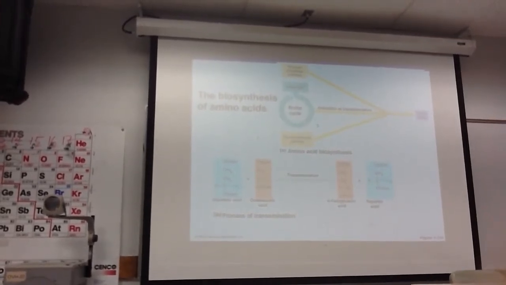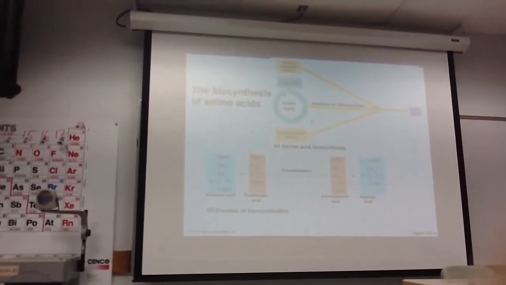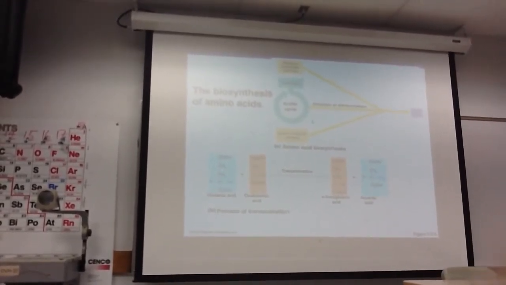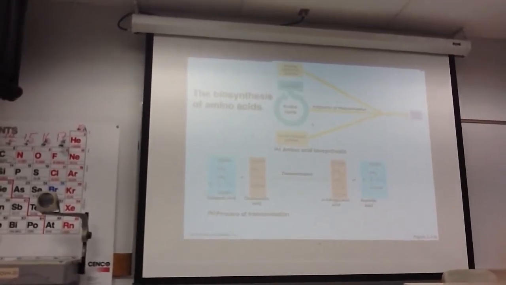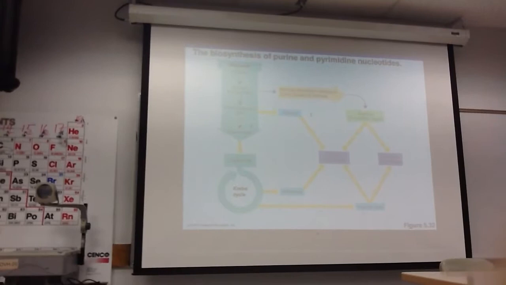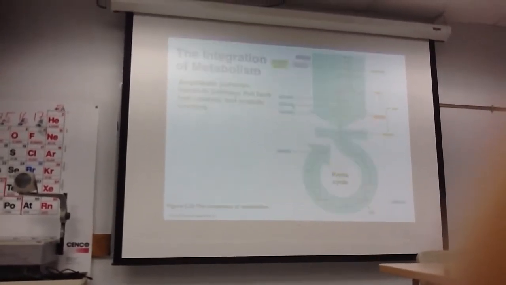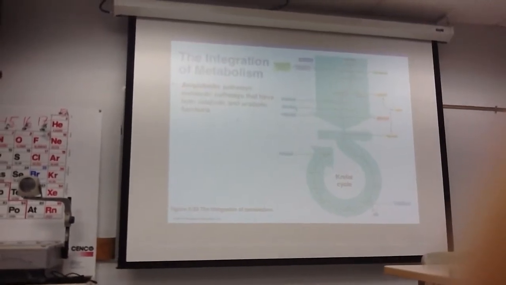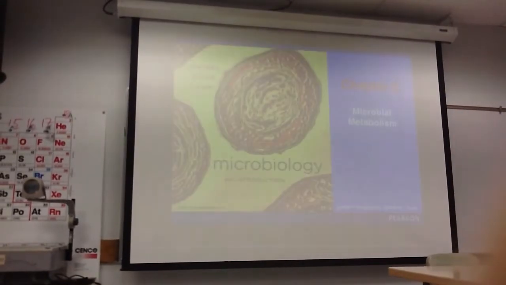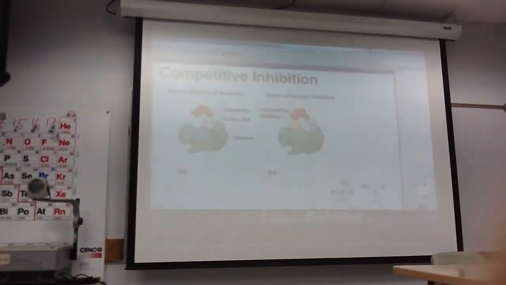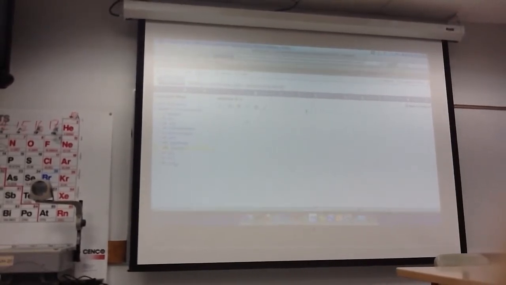Amino acids can come from the Krebs cycle, or from the alternative to glycerol, to glycolysis. And via amination and transamination, you get your amino acids. Purines and pyrimidines stem from glycolysis and the Krebs cycle. This picture again is just all those other things put together. If there are no questions, we'll go on.